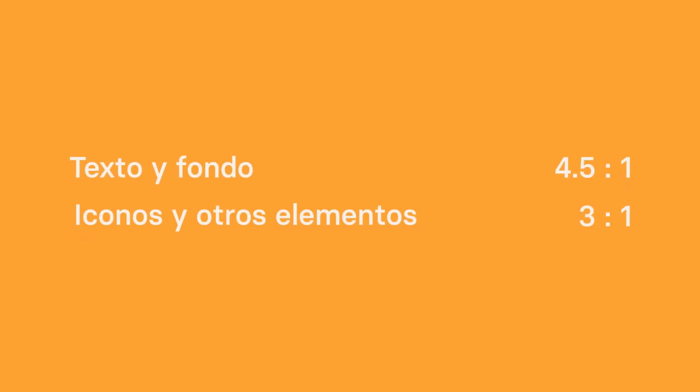For icons and other graphic elements, the contrast requirement is lower. It goes all the way down to 3 out of 1. So we have a bit more flexibility to use colors with icons without text, as long as the icon represents clearly what it means. For this reason, it's still better to pair it with text.